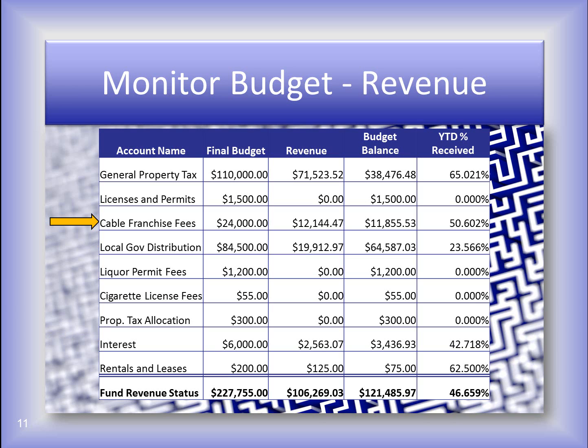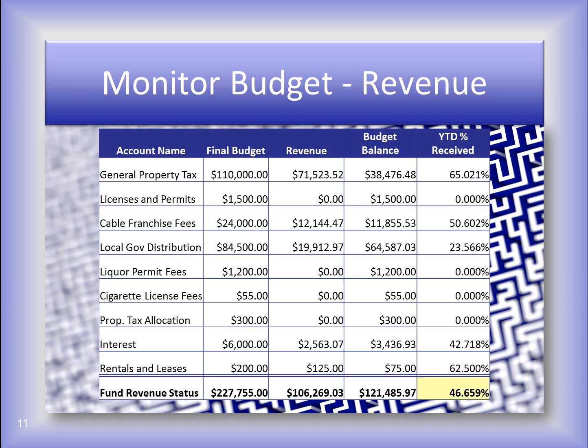The cable franchise fees are paid quarterly, so I have to understand I only receive distributions 4 times a year. My percent received has to be evaluated based on quarterly distributions. Property tax distributions happen twice a year. County first, followed by a much smaller state allocation. Our sample liquor and cigarette taxes are received once a year. And then these last 2 accounts are consumer driven. I have no idea when someone is going to rent the town hall for a birthday party or purchase a zoning permit. Consumer driven revenue can be tricky and must always be monitored closely.